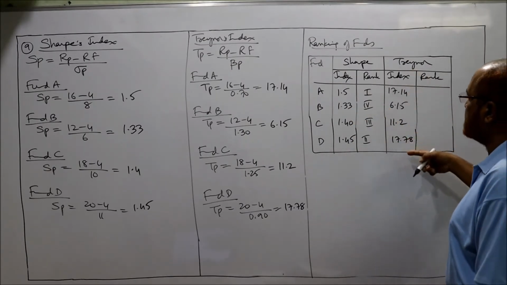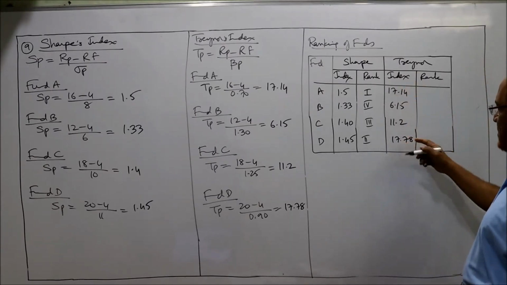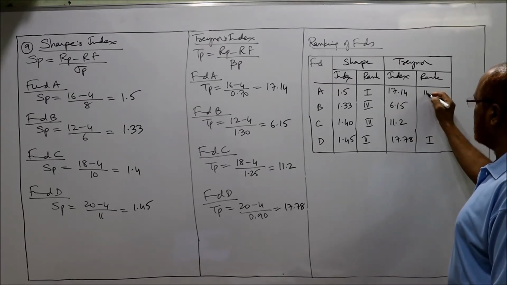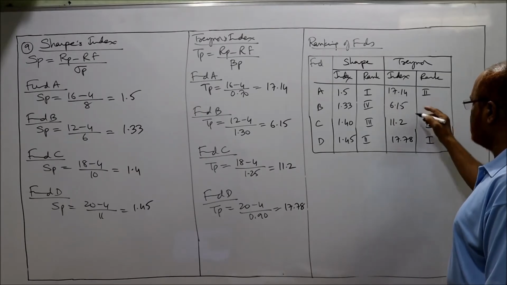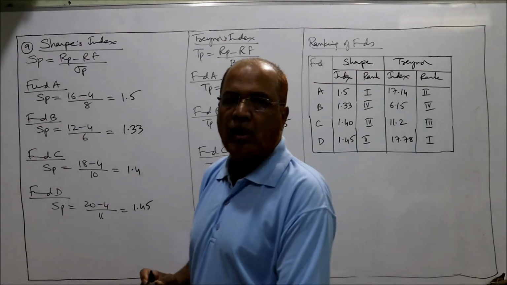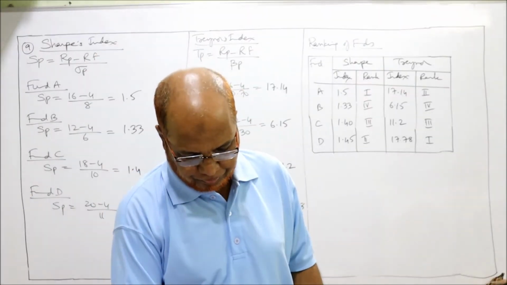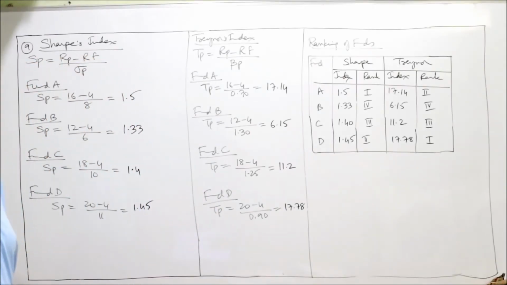Similarly for Trainer's indexes, the highest is 17.78, first rank. 17.14, second rank. 11.2, third rank. And 6.15, fourth rank. That's it. So it is asking you to arrange the funds in order of ranking. So this is problem number 9.